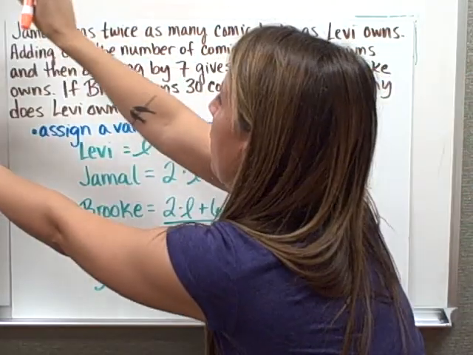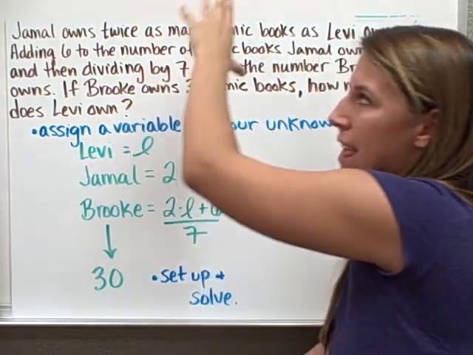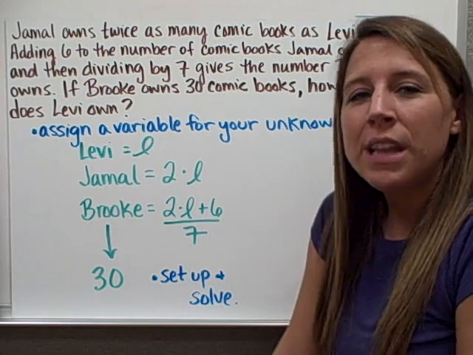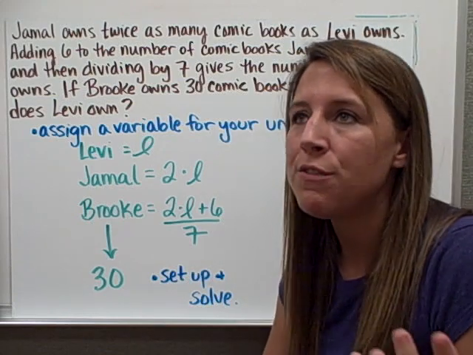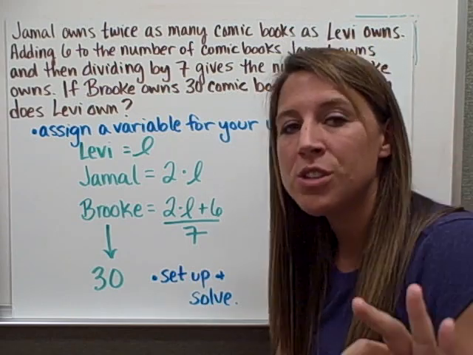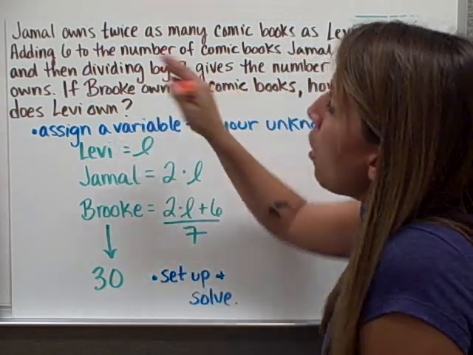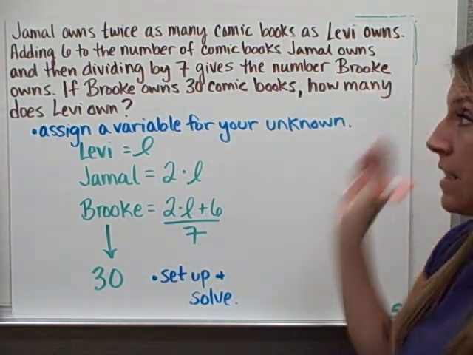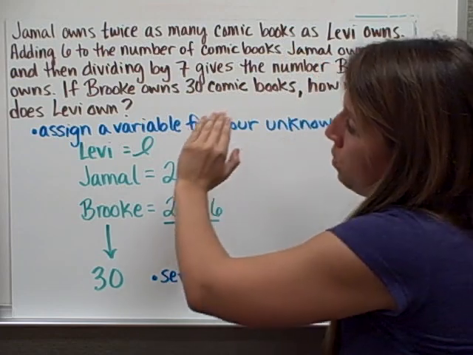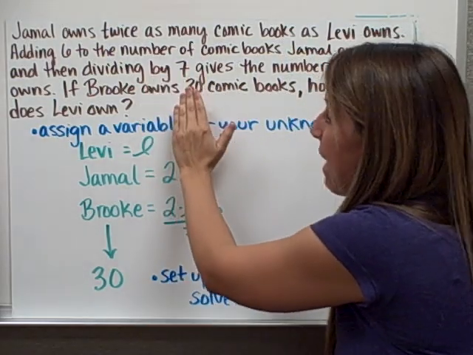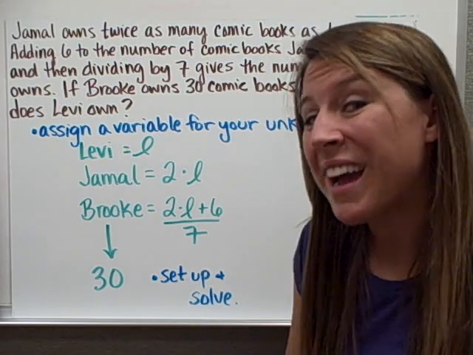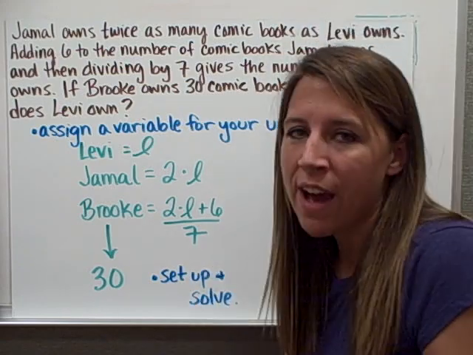Lastly, we are going to take this really long problem and apply it using a multi-step equation. It's really wordy at first, but if you commit to taking it step by step and just thinking through it, you're going to be just fine, okay? Jamal owns twice as many comic books as Levi owns. Adding 6 to the number of comic books Jamal owns and then dividing by 7 gives the number Brooke owns. If Brooke owns 30 comic books, how many does Levi own?